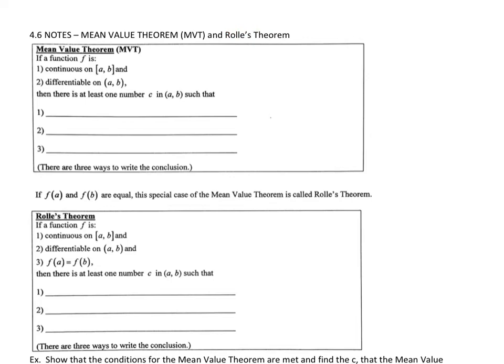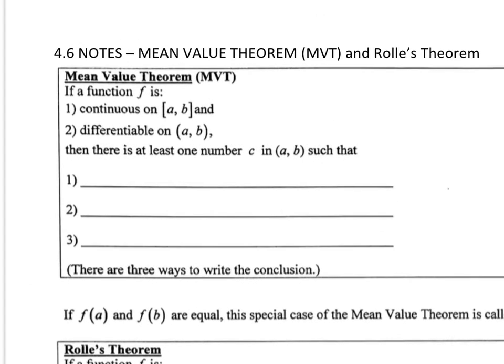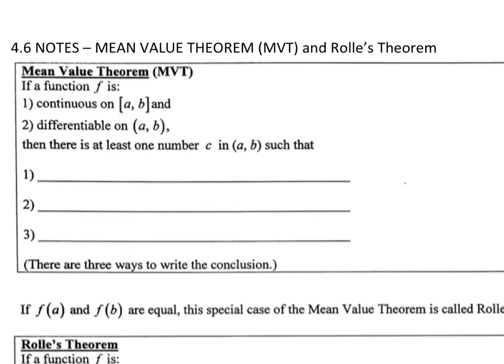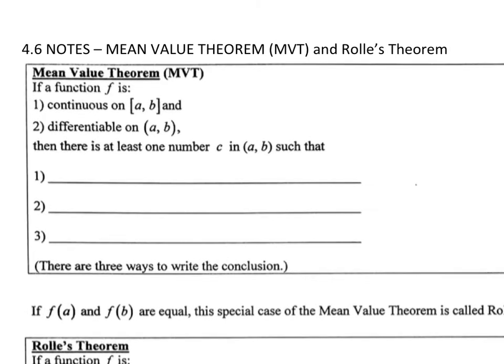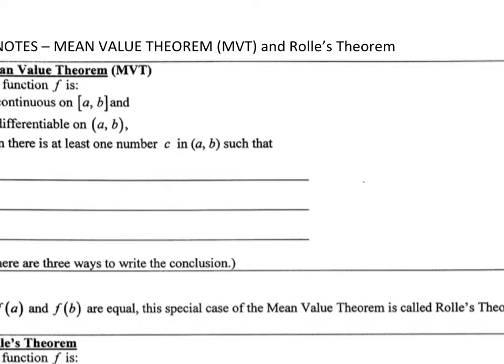Okay, so I want to focus here on the mean value theorem, and it says that if a function f is continuous on the closed interval from a to b, and it's differentiable on the open interval (a, b). And I'm just going to come over here and draw a picture of that.